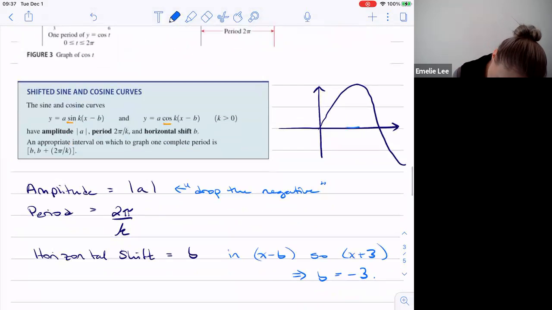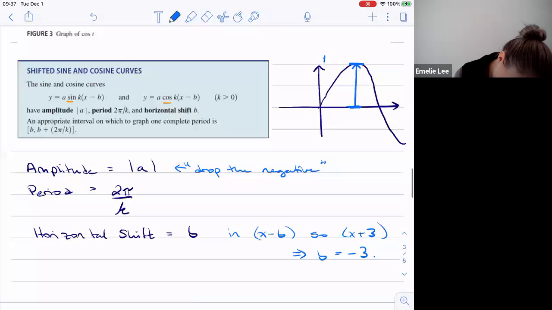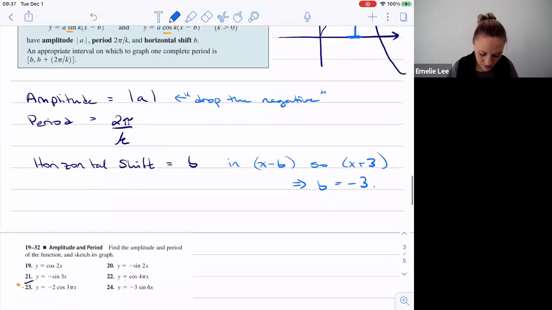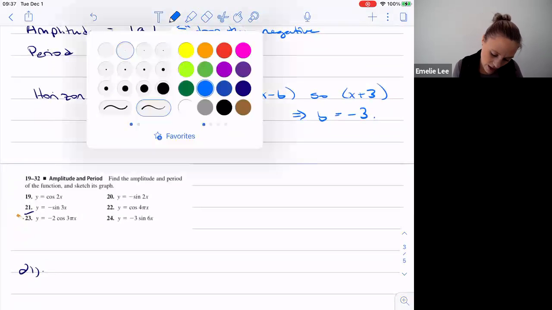This distance here, from the x-axis up to here, this is the amplitude. I realized I hadn't shown you guys. So it's only the portion, essentially half the height. We need to know that if we're going to graph this thing, right? And we're just sketching graphs here.